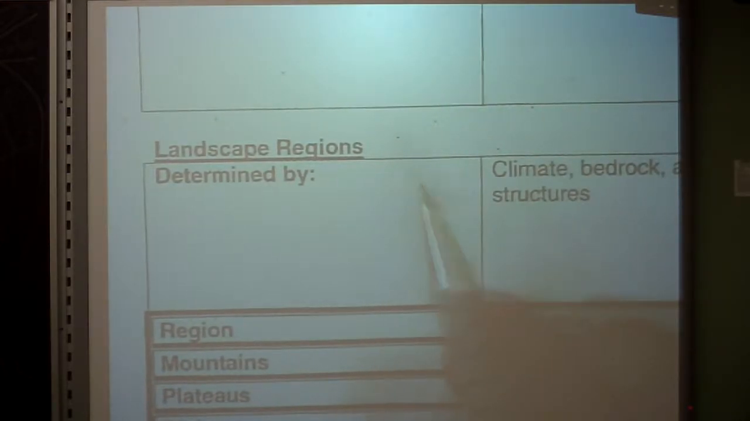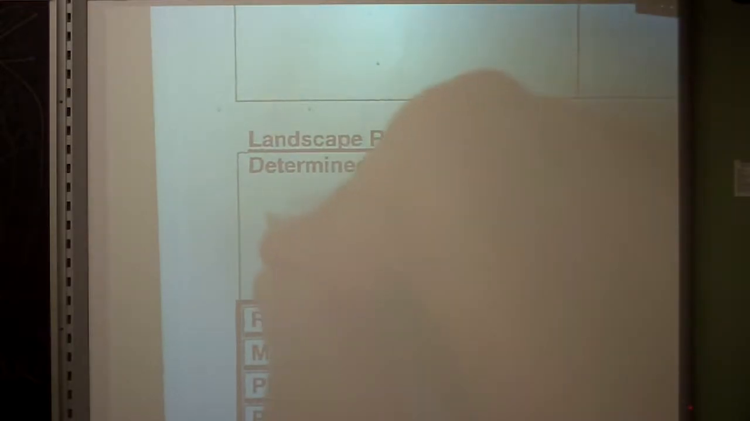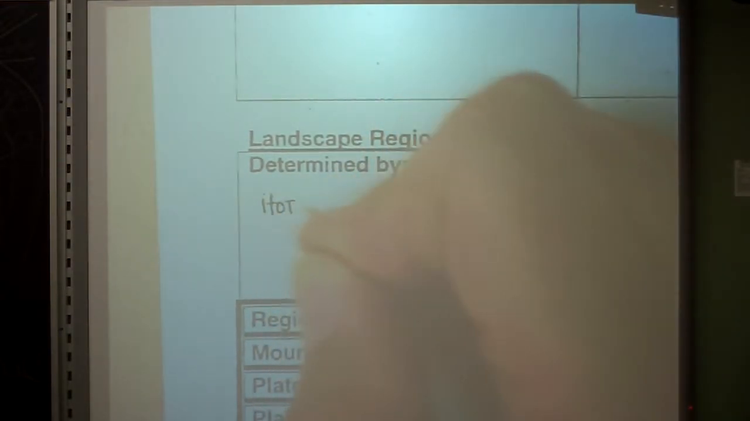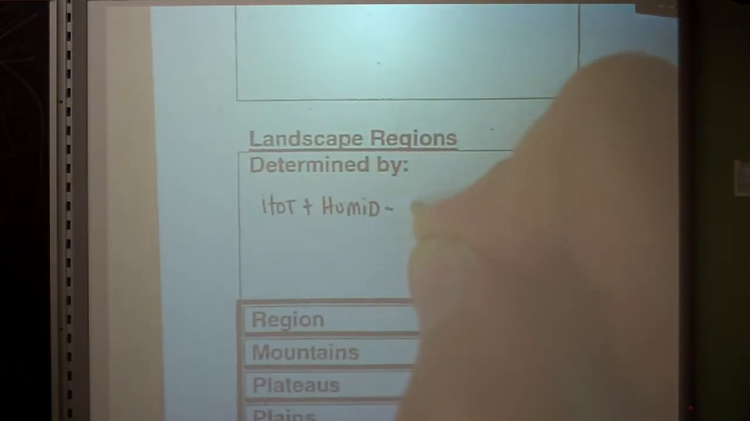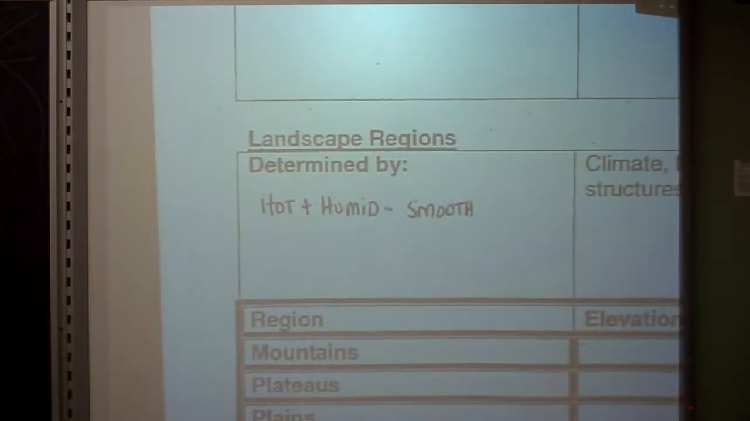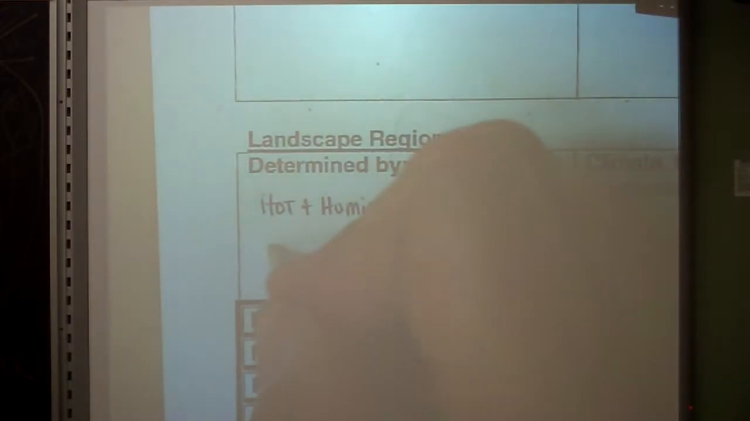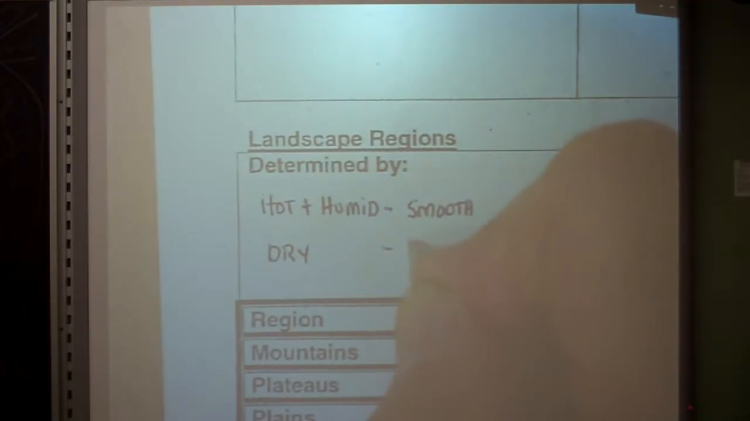Landscapes are going to be determined by a number of things. First is climate, second is bedrock, and geological structure. So let me talk to you about climate. If you have a hot, humid climate, the features in a landscape tend to be smooth. If it is dry, like in the desert, hot and dry, they tend to be more jagged, or more angular is another word we could use for that.